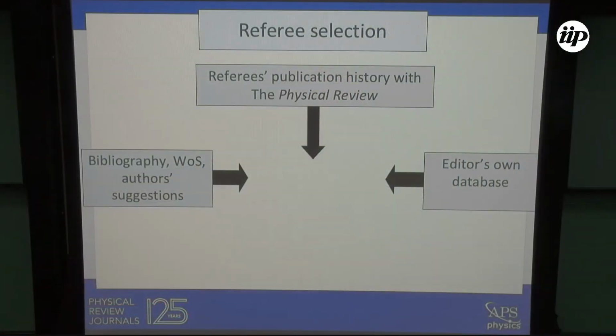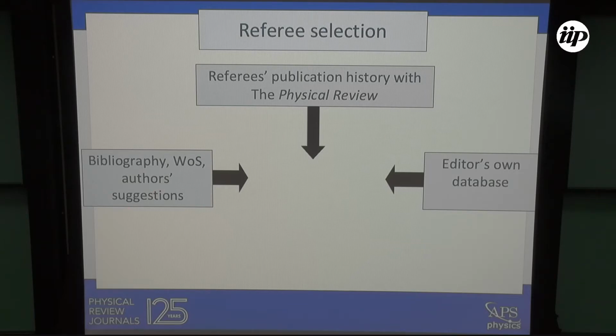So let's say we go out to external review. So the referee selection. I promised that I would say a few words about this. So we have all these different places that we have information. We have the referee's publication history with the Physical Review, obviously, and in other journals, because you can do a Google search. You can look at Web of Science, Scopus, bibliography, and then the author suggestions too. We look at that.